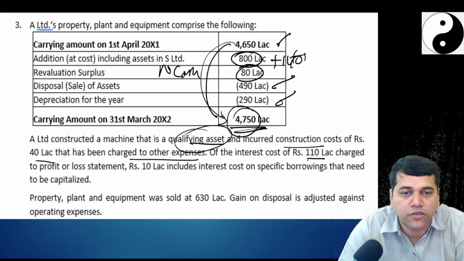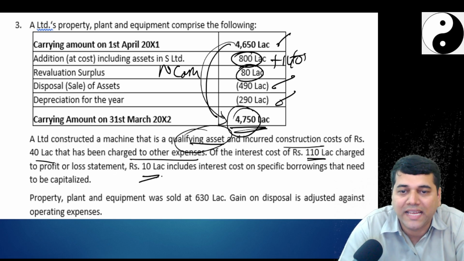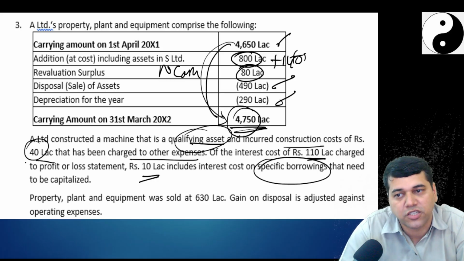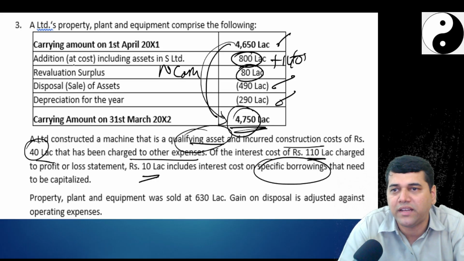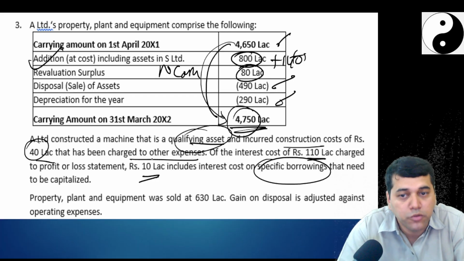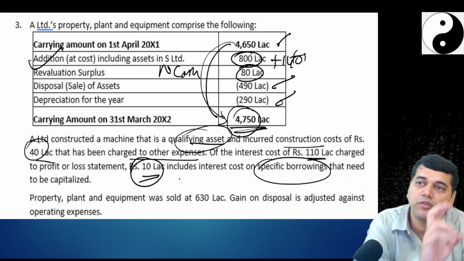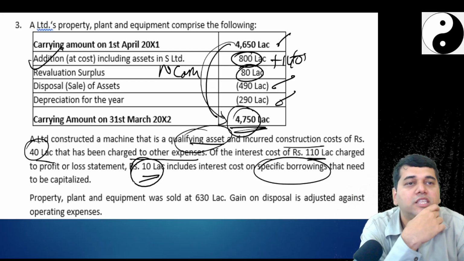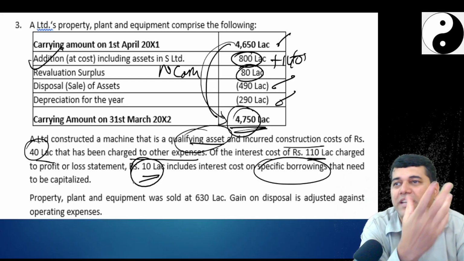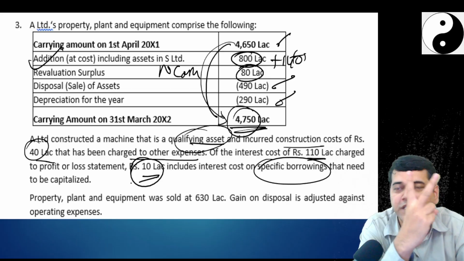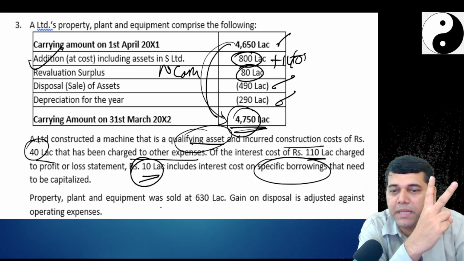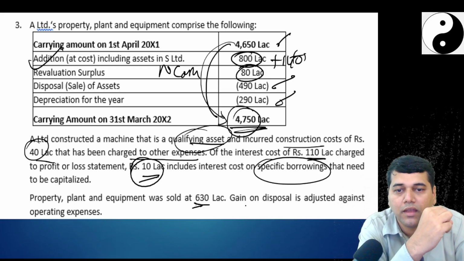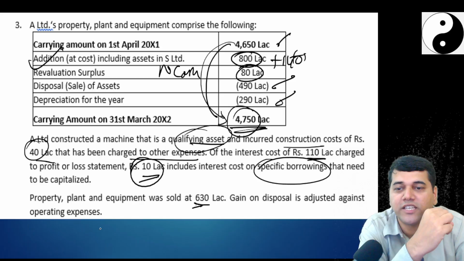Of the interest cost of 110 lakhs charged to the P&L account, 10 lakh is the interest on the specific borrowing cost. So this construction cost is part of your addition somewhere, but you missed this 10 lakhs, which should have gone to PPE, but you have added it to the other operating expenses of finance cost. Two mistakes we found. Property, plant and equipment was sold for 630. The gain on disposal is adjusted against the operating expenses.